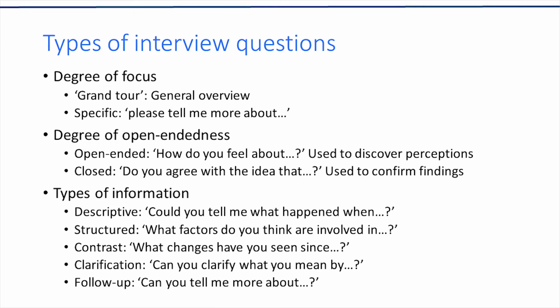And then there's the different types of information that you're looking for. So something descriptive, could you tell me what happened when? Some kind of structured information, so which factors do you think are involved in this issue? So people are more likely to list factors there rather than go into something in more depth. Contrast, so maybe contrast over time. What changes have you seen since a certain time?